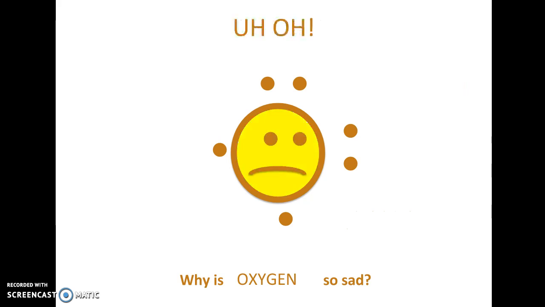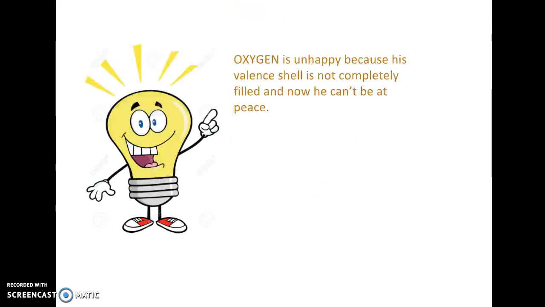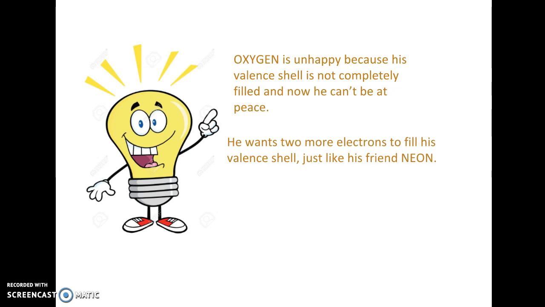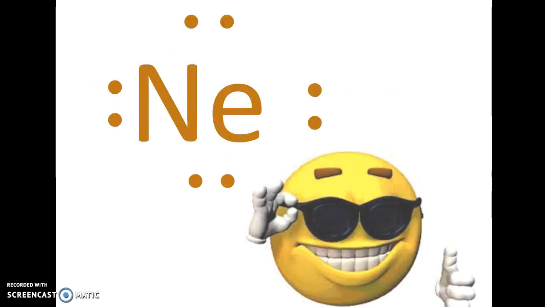Uh-oh! Why is oxygen so sad? Oxygen is unhappy because his valence shell is not completely filled and now he can't be at peace. He wants 2 more electrons to fill his valence shell, just like his friend Neon. This is Neon, and he is happy because he has 8 valence electrons in his outermost shell.